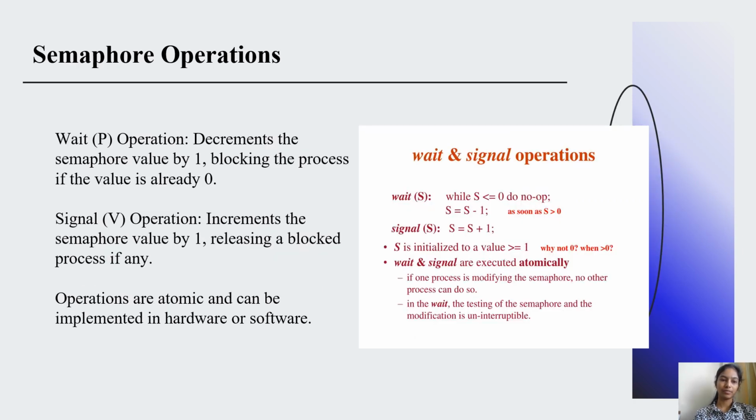Semaphore operation. Wait, or P operation: decrement the semaphore's value by 1, blocking the process if the value is already 0. V operation: increment the semaphore value by 1, releasing a blocked process if any. Operations are atomic and can be implemented in hardware or software.